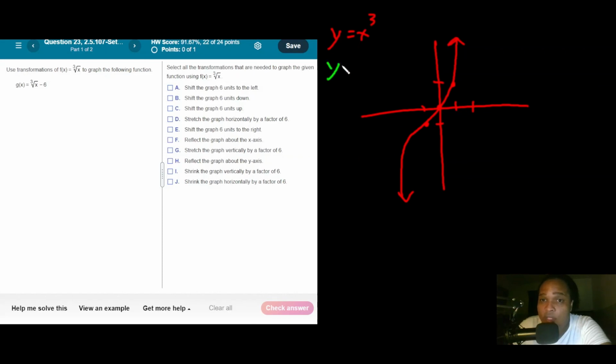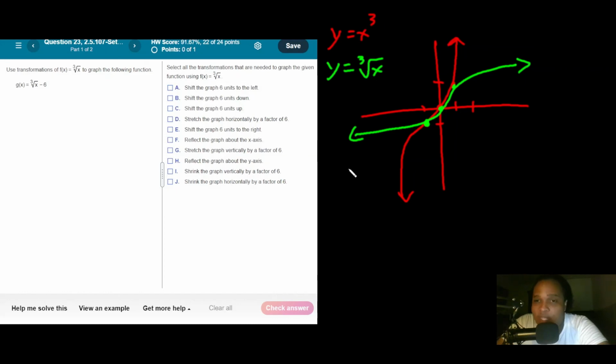When you have y is equal to the cube root of x, it's very, very similar, but it's going to be sideways. You're going to have these same exact points, but it's going to do something more like this, like it's sideways. So this is just a rough sketch, just to get you into the idea, all right? It's just a sideways snake, very similar to the other one. But anyway, select all the transformations that are needed for the graph given the function using the original function here. So let's go ahead and figure that out.